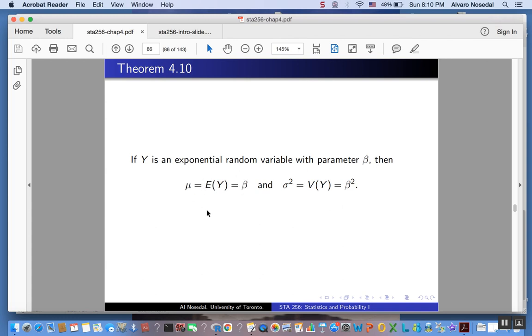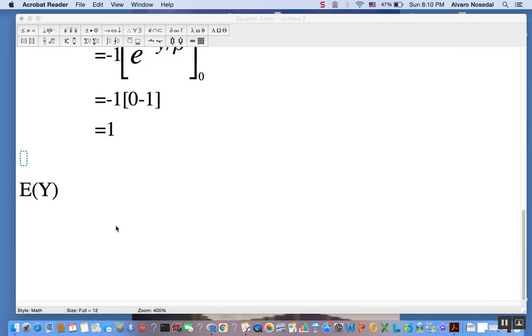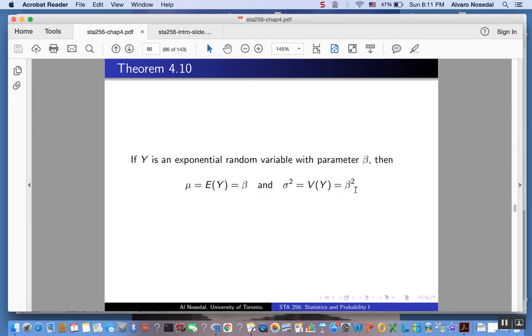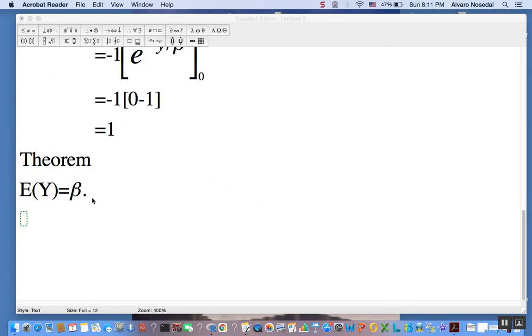So let's show that the expected value of a random variable with an exponential distribution is beta. We can call that a theorem or a result. Here we are just going to provide a proof of the first part of that theorem. We are only going to show that the expected value is beta. If you want, later you can try on your own showing that the variance is given by this expression, beta squared, which is also a nice expression. You guys agree? Okay, so here we go. Proof.